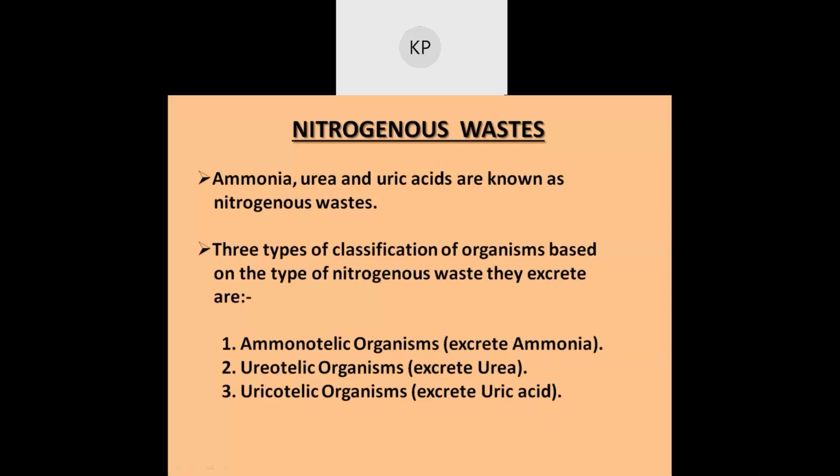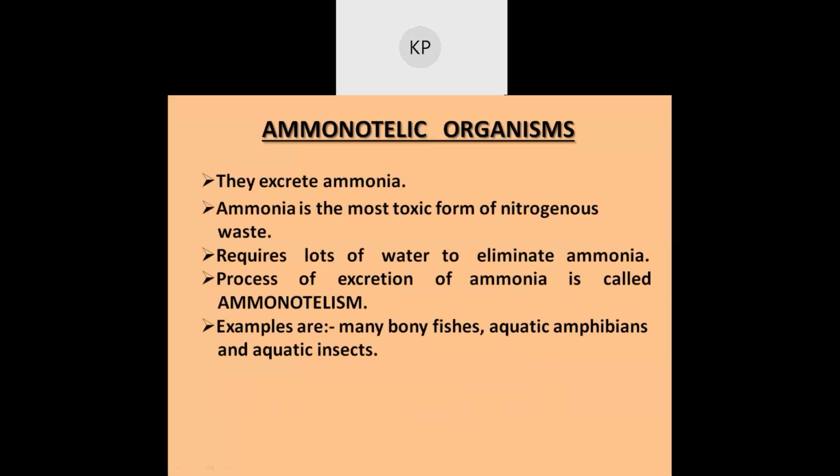Now, nitrogenous waste. Ammonia, urea, and uric acid are known as nitrogenous waste. Different organisms follow different modes of excretion. Organisms can be classified into three types based on the type of nitrogenous waste they excrete, and they are: number one, ammonotelic organisms, they excrete ammonia; two, ureotelic organisms, they excrete urea; and three, uricotelic organisms, they excrete uric acid.